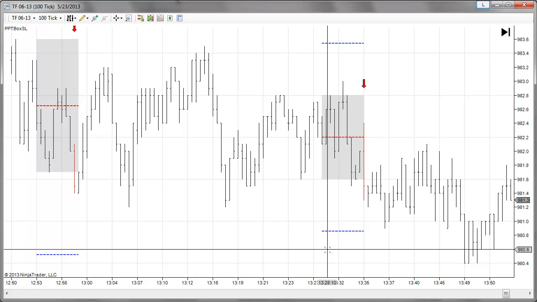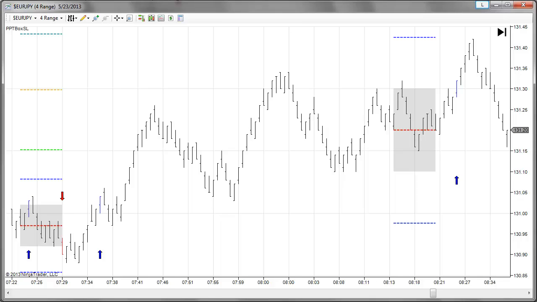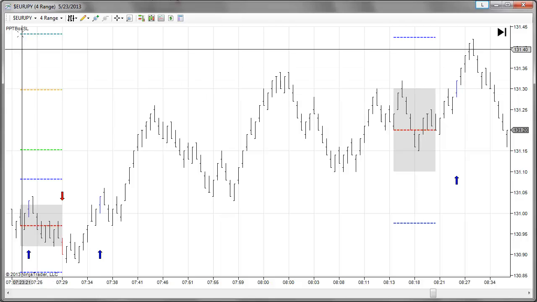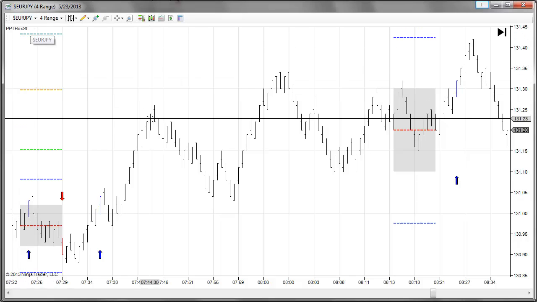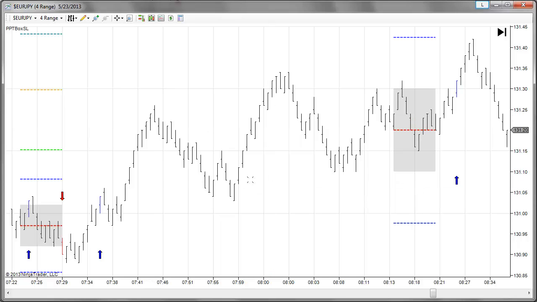I'm really not a big Forex trader. I will dabble in it a little bit, but just to answer your questions, we've had several questions come in about Forex. I'll show you an example. This is the Euro Yen, and like I say, I'm not a big Forex trader. If you are, just play around with the different charts.